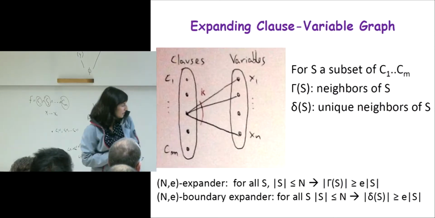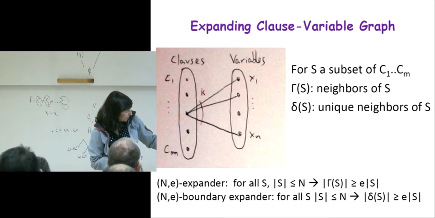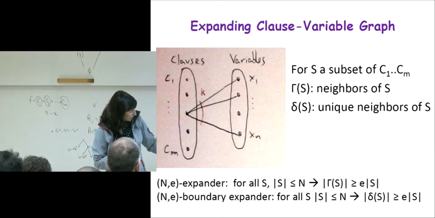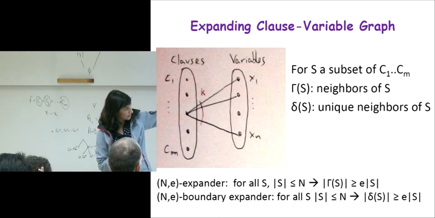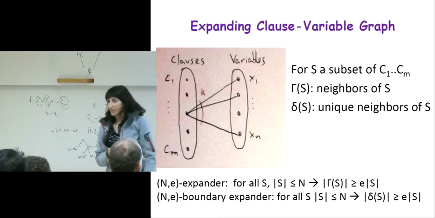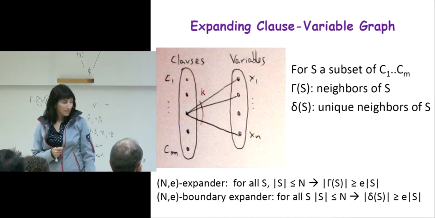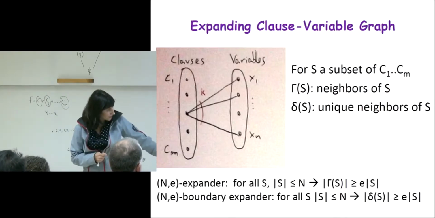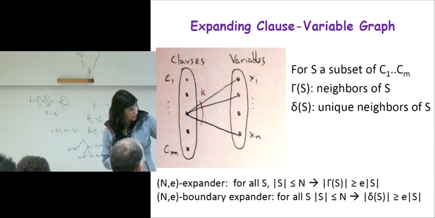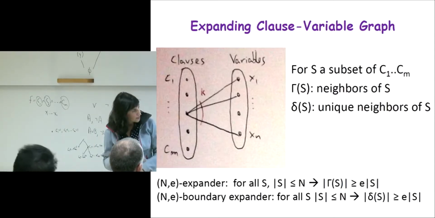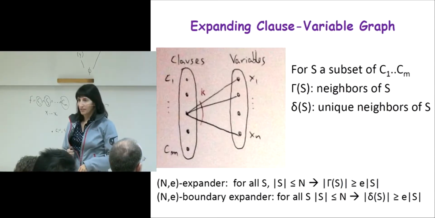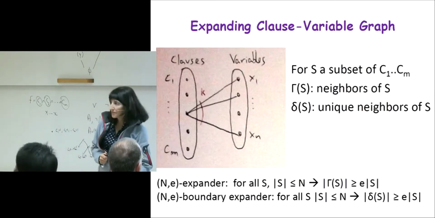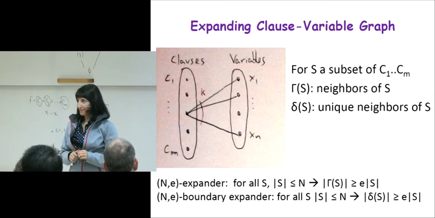And the graph is said to be an (n, e) expander if for every subset S of size at most n, the neighborhood set is at least e times the size of S. And it's a boundary expander if for every set of size at most n, the size of the boundary is bigger than or equal to e times the size of S. Boundary means unique neighbors.